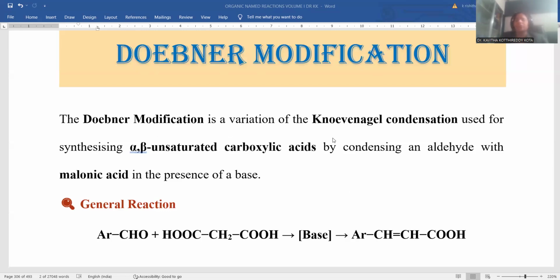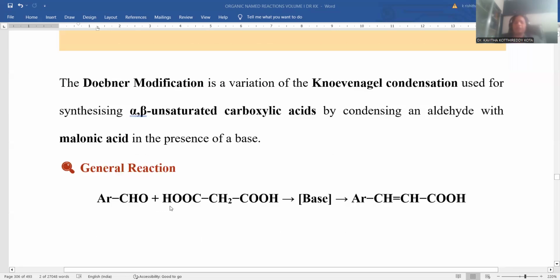The Doebner modification is a Knoevenagel condensation process only. It is a slight variation, used for synthesizing alpha beta unsaturated carboxylic acids. The final product is the alpha beta unsaturated carboxylic acid. So we can react an aldehyde with malonic acid. Aldehyde, upon reacting with malonic acid in the presence of base, gives rise to alpha beta unsaturated carboxylic acid as the final product.